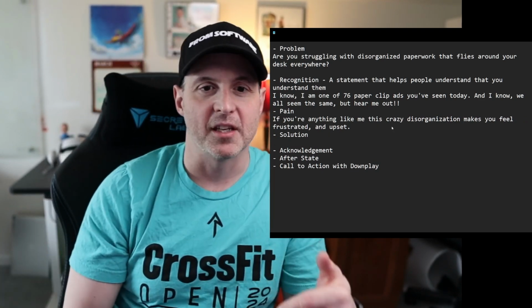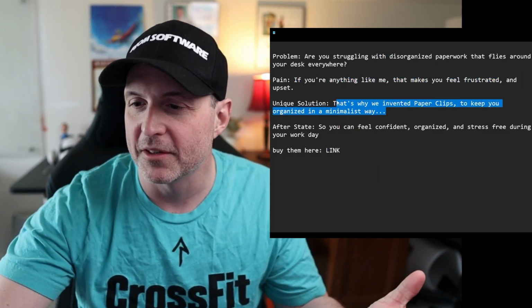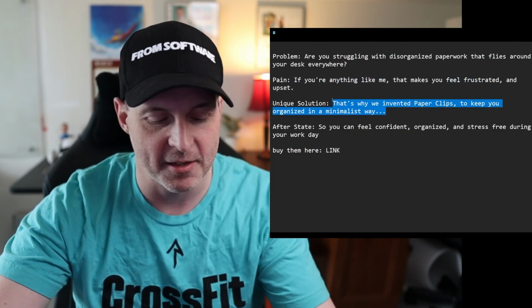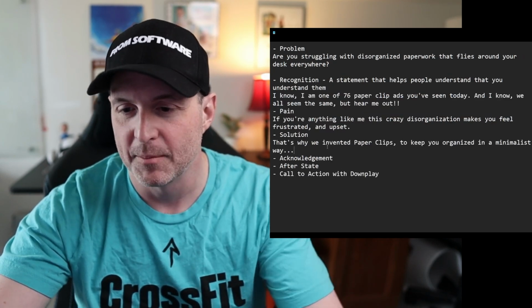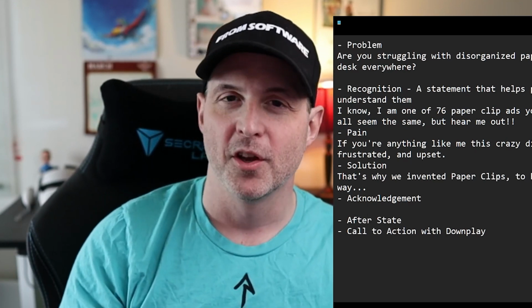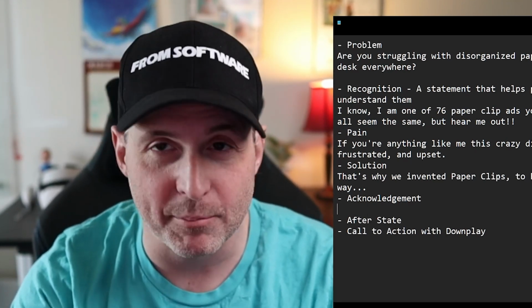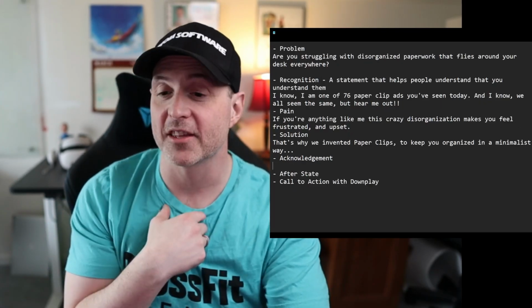And then you have the solution. The solution here is, again, very similar: that's why we invented paper clips, to keep you organized in a minimalist way. That stays the same. But then we move on to the acknowledgement stage. This is where, once again, we meet people where they are. You could say, again, I know there's a lot of paperclip brands out there.